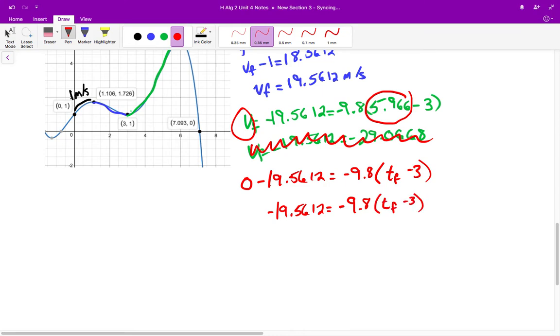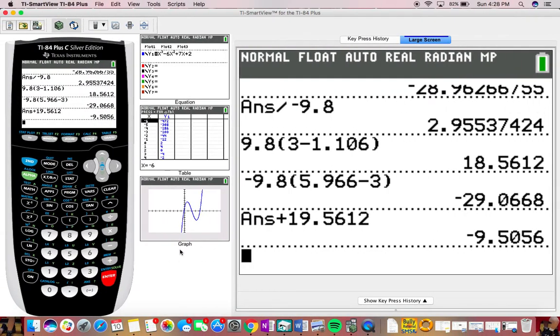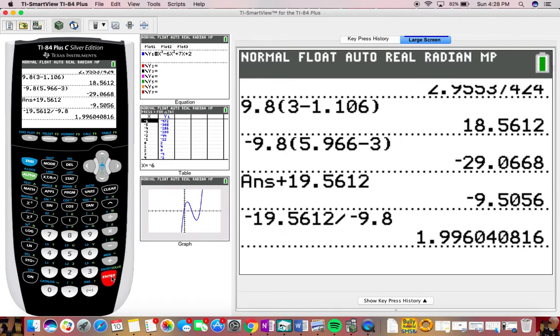Now, one thing you could do if you wanted, you could distribute negative 9.8 and solve that way. I would go ahead and just divide. So I would just take your negative 19.5612 and divide by negative 9.8. So let's see what we get there. Negative 19.5612 divided by negative 9.8 gets us 1.996. So almost 2 exactly.